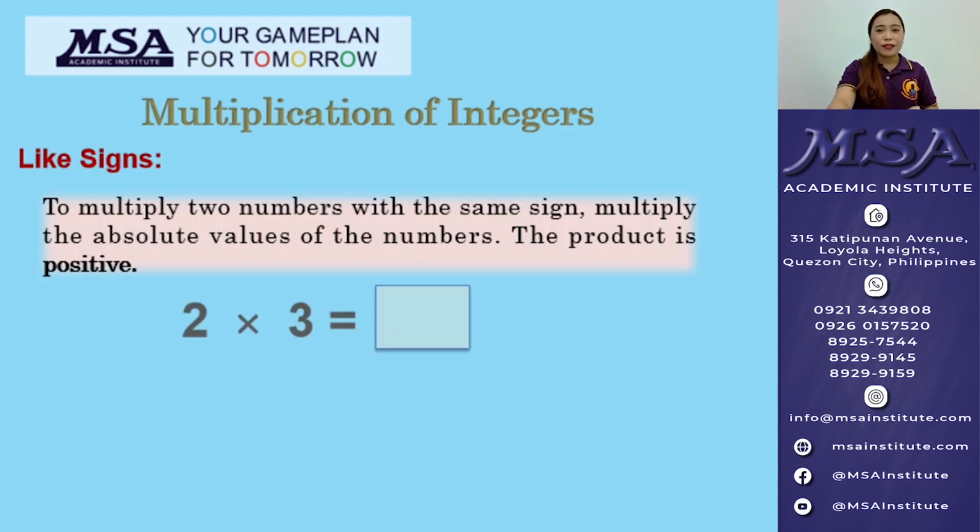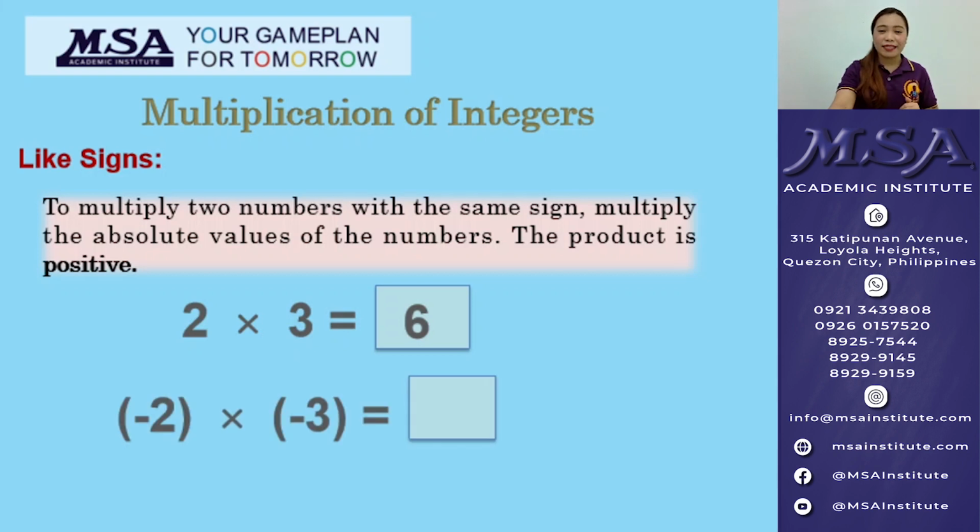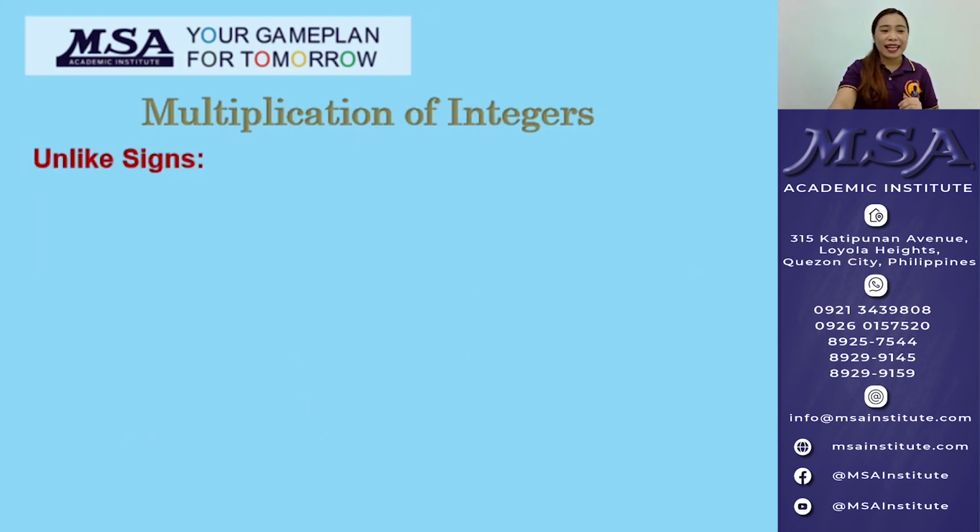Example, 2 times 3. So 2 and 3 are both positive. Therefore, their product is positive 6. Alright? So what about if we have both negative? Example, negative 2 times negative 3. So the result is still positive because our factors have the same sign. Alright? So what about if we have unlike signs?